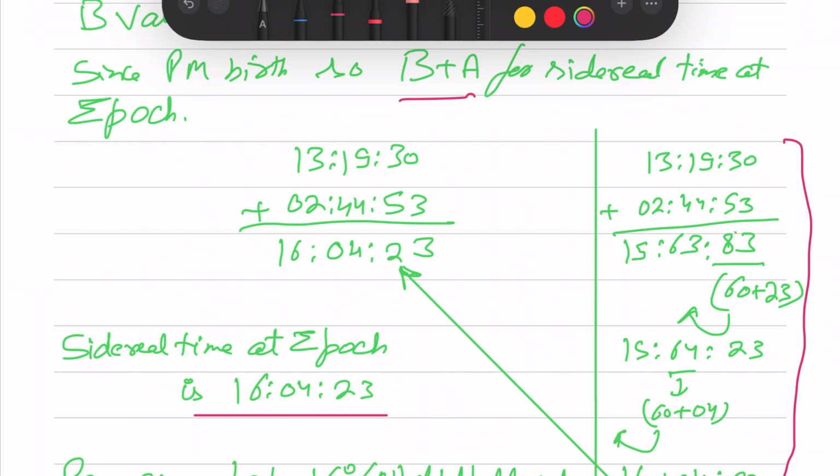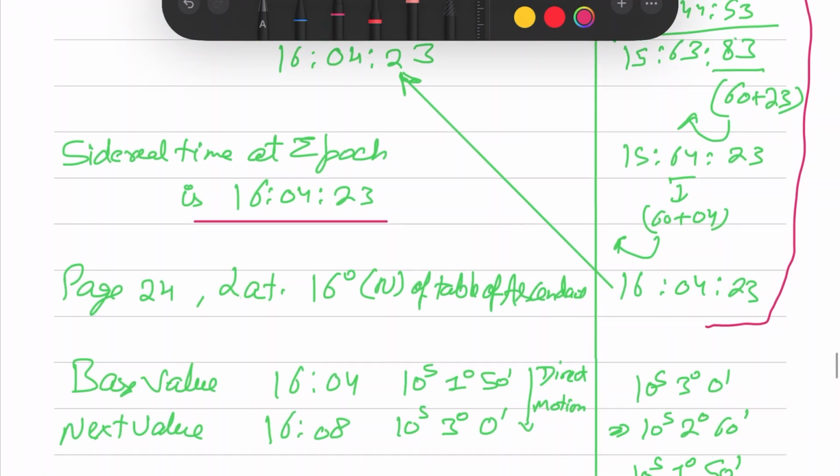From the sidereal time at epoch, we calculate the ascendant. So we again refer to page 24 in the table of ascendant, and 160423 lies between 04 and 08.